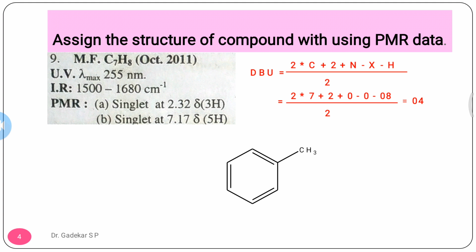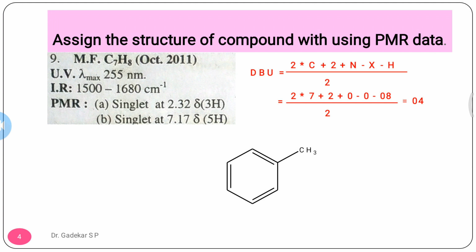Okay. Similarly, singlet 7.17. It indicates 5 protons are equivalent and they are not neighboring protons, and it gives a singlet. Only 2 types of signals are observed, meaning 2 sets of protons are present. One is the methyl and another is the benzene, and the predicted structure is like this, toluene.